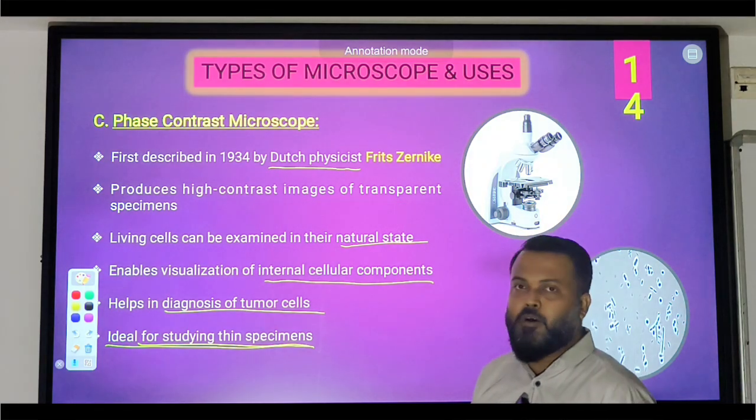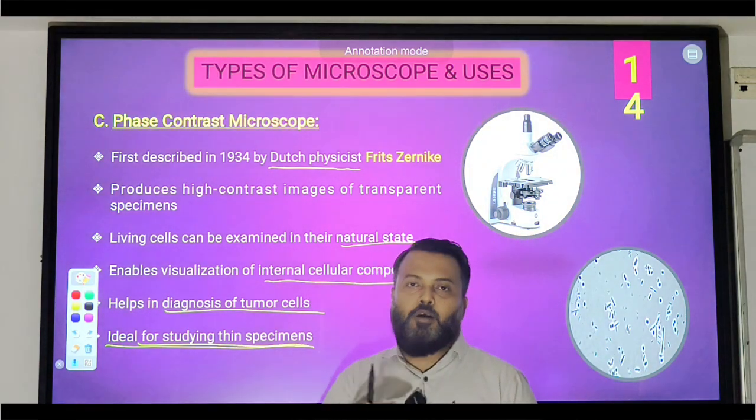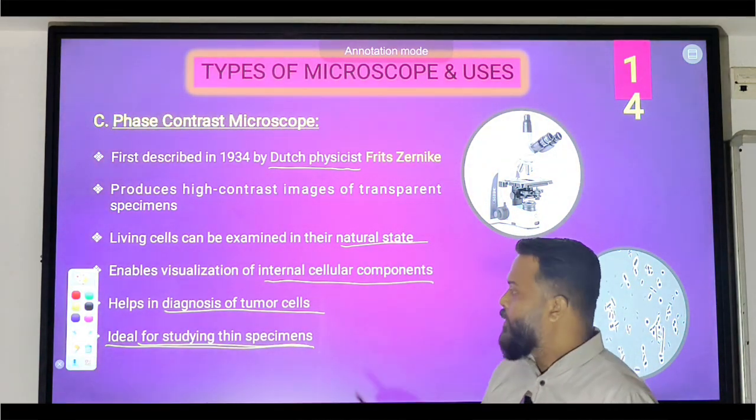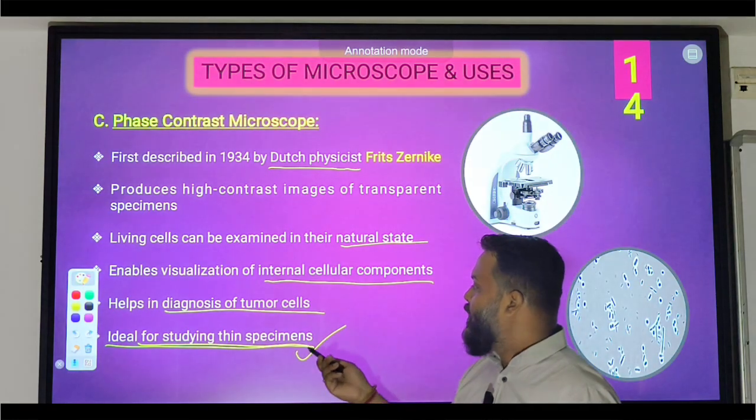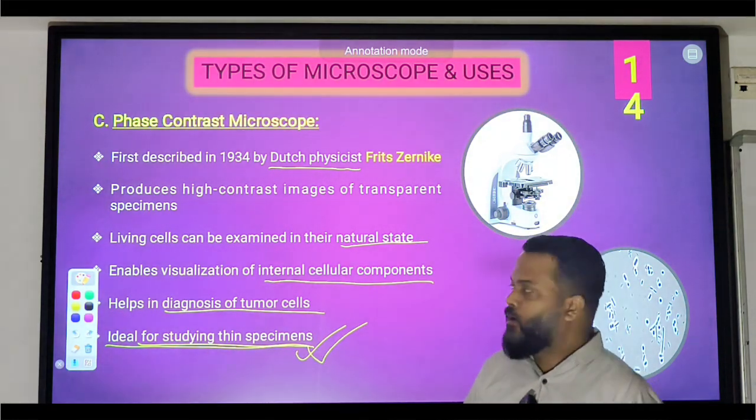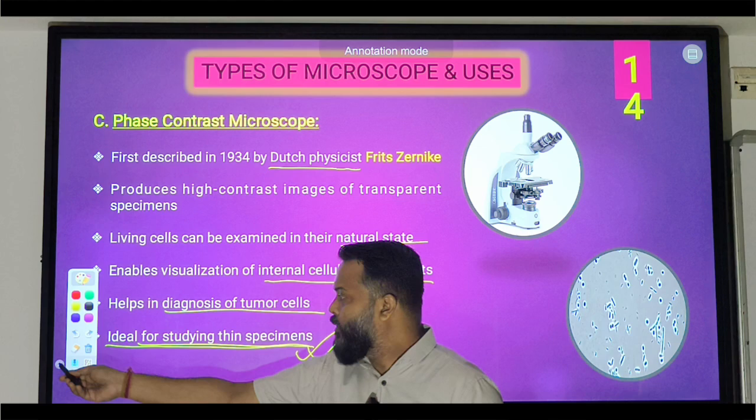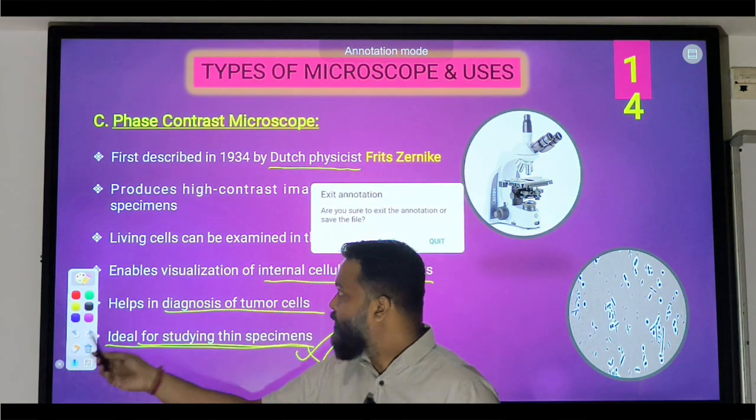So if you can make the specimens much thinner while preparing them, then it will be a very good choice for visualization of the images under the microscope.